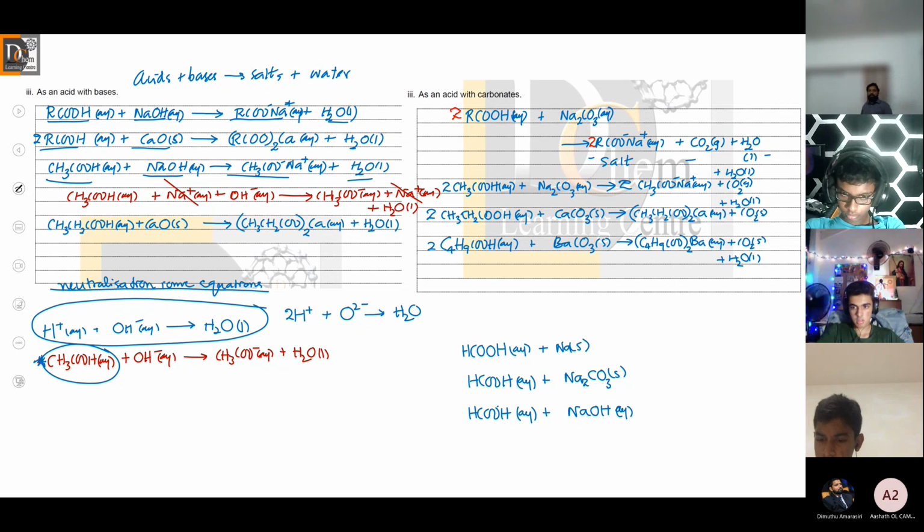Now you just learn the reaction between a carboxylic acid with sodium. You learn the carboxylic acid with sodium hydroxide. You learn the reaction with sodium carbonate. So the products are: salt and hydrogen gas; salt and water; salt, carbon dioxide, and water.